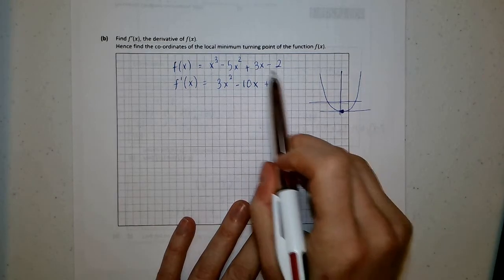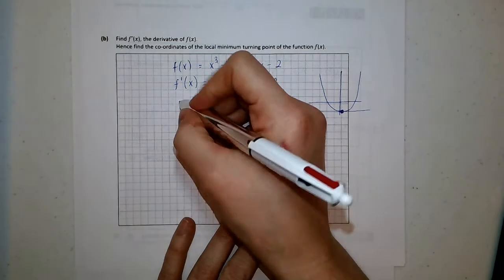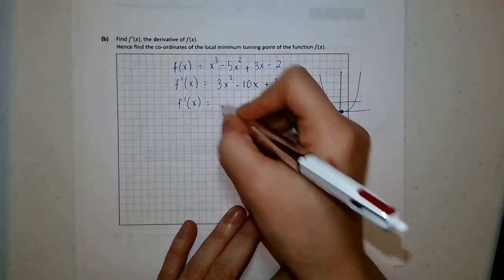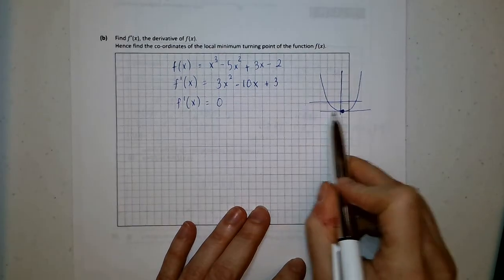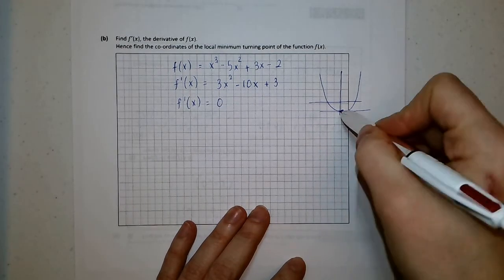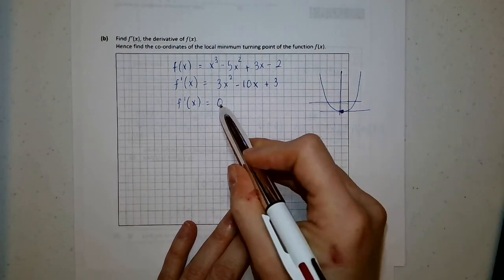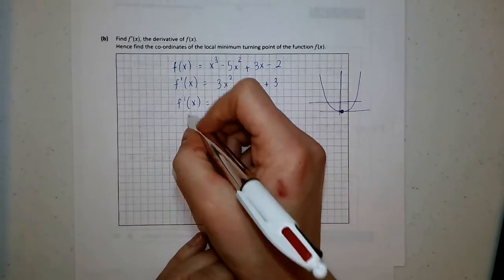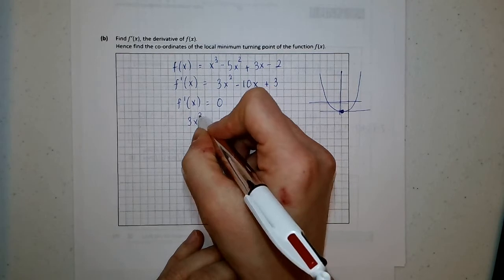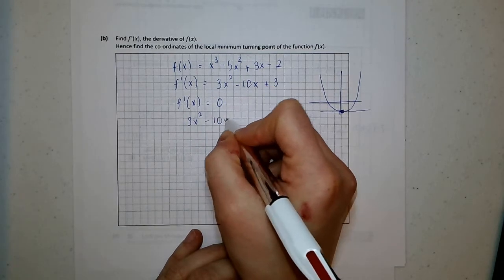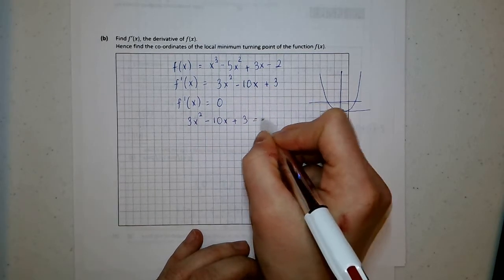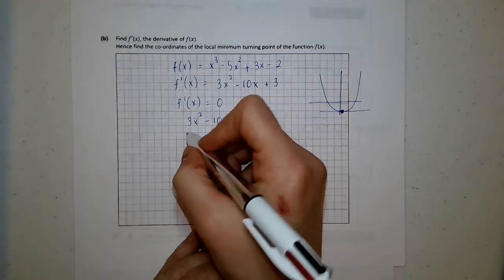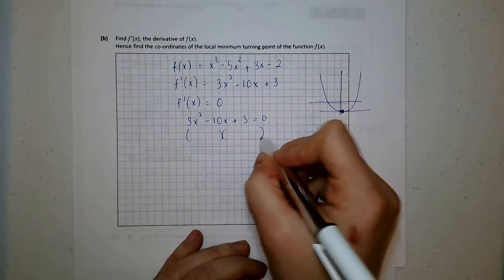Okay, so we have differentiated it, and in order to find the turning point, we're going to let f dash x equal 0, because the slope of the tangent to the curve at the minimum point should be equal to 0. So we're going to solve this equation for 0. So 3x squared minus 10x plus 3 equals 0. As you can see again, this is a quadratic, so we're going to solve it like so.